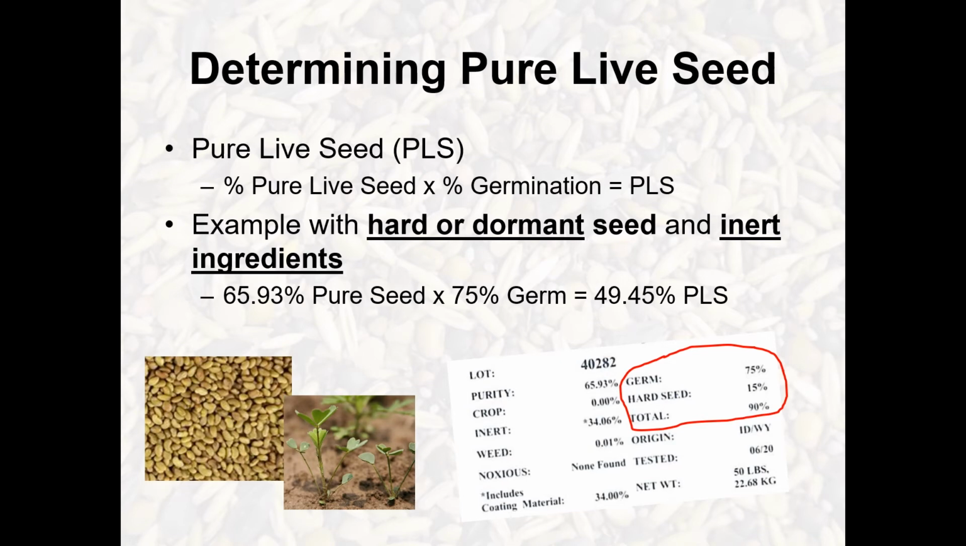In this example, this is for coated red clover. The seeding is for a pasture planting, so dormant seed is not counted. The total germination might be 90%, but for this forage planting, we would only use the germination percentage and not include the hard seed, so we'll use the 75% rate. So, if you figure this, if you took the 65.93% of pure seed times the 75% germination, you end up with a 49.5% pure live seed rate.